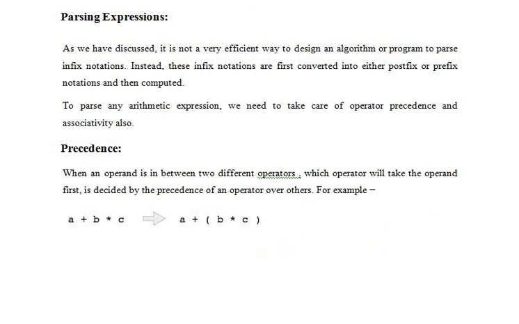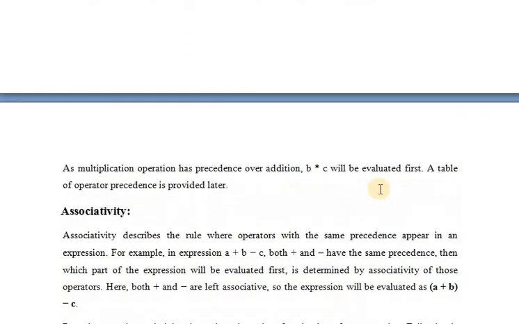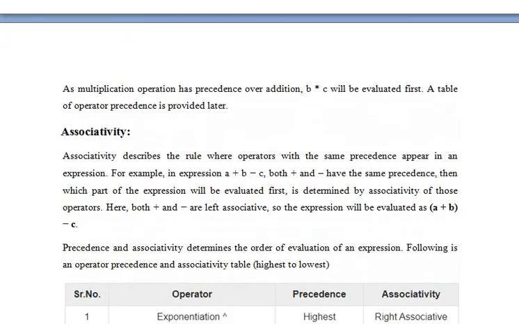We will see that. As the multiplication operator has a precedence over addition, B into C will be evaluated first. A table of operator precedence will be provided later. I have already said precedence means priority. That is the meaning of precedence: which operator has the highest priority. Okay, now we will see associativity next.